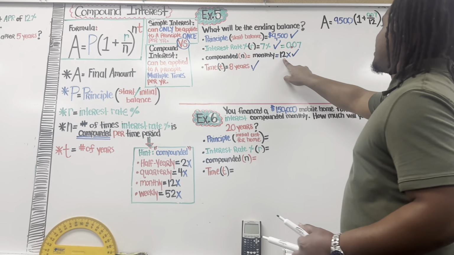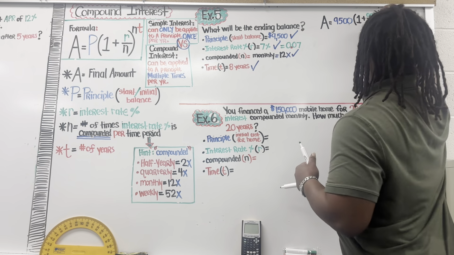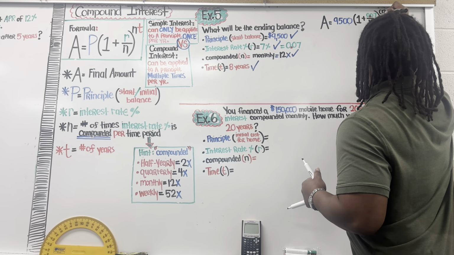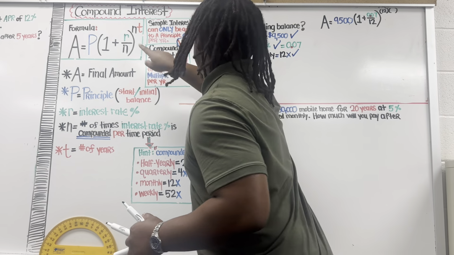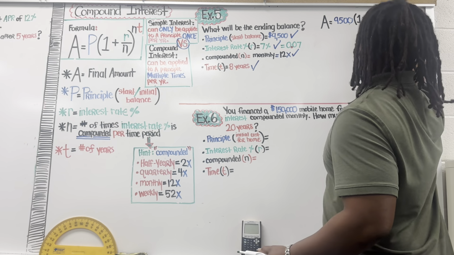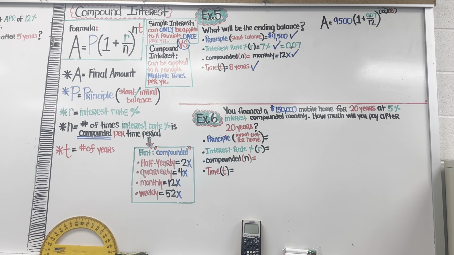And then it's going to be to the N times T power. Once again, N is monthly, which is 12 times, and T, the number of years, is 8. So it's going to be 12 times 8 power. That's how it's going to look. Now we have successfully plugged in all our values within the formula.